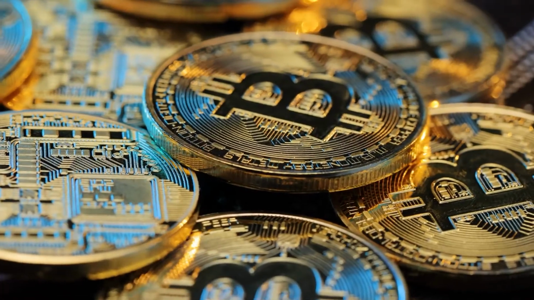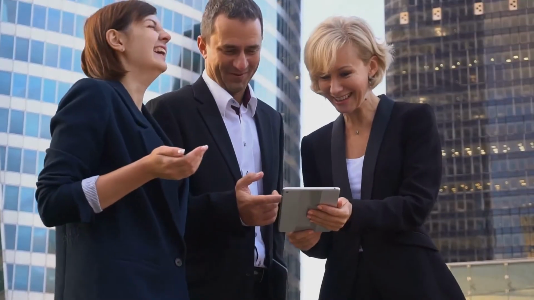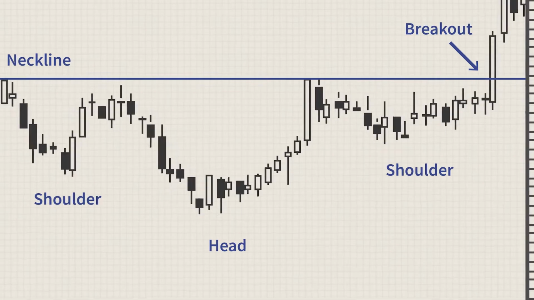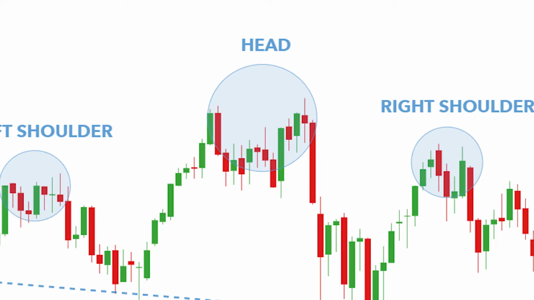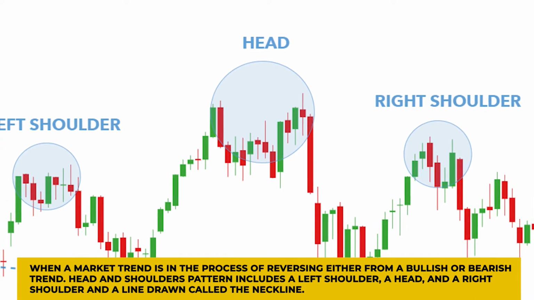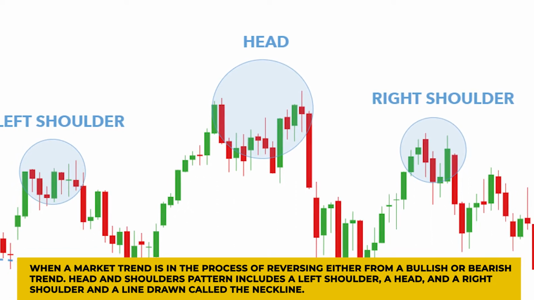But when it comes to Bitcoin trading, there is another pattern that we have to look out for. This is the inverse head and shoulders pattern. But first, let us look at the head and shoulders pattern. On the technical analysis chart, the head and shoulders pattern occurs when a market trend is in the process of reversing either from a bullish or bearish trend.